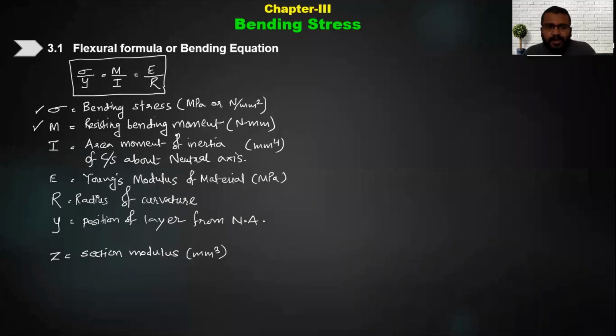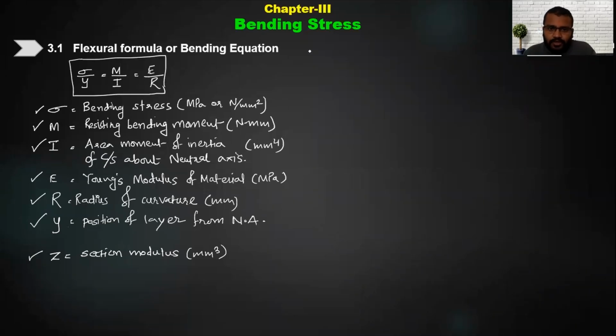M is the resisting bending moment, in Newton millimeter. I is the area moment of inertia of the cross section of your beam about the neutral axis, so the unit will be mm raised to 4. E is the Young's modulus of the material, again in MPa. R is the radius of curvature of the beam, in millimeter, of course. Y is the position of the layer at which you want to find the bending stress. And then Z is the section modulus.